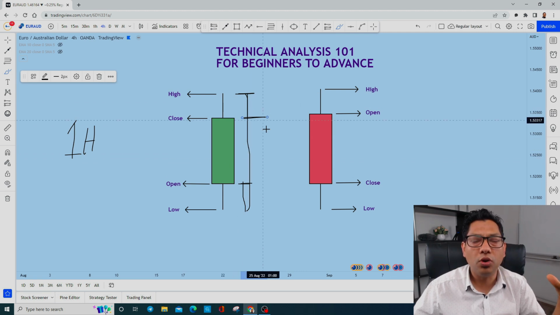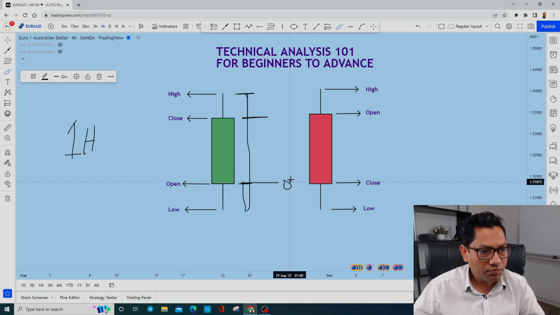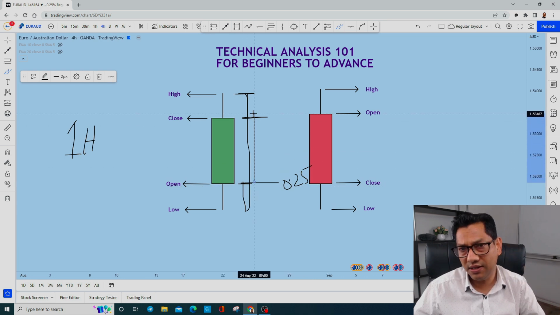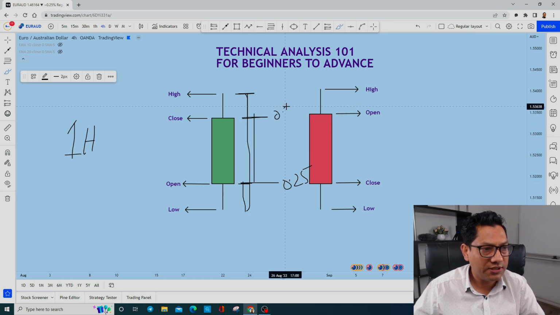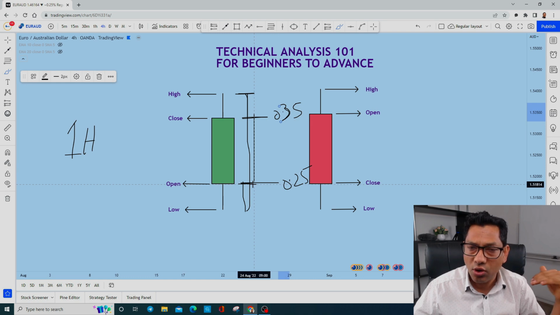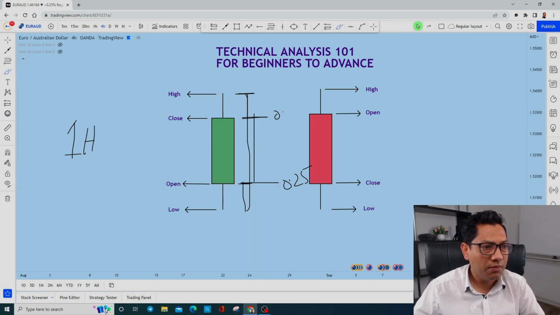So this is what we call the bullish candle. Why bullish candle? Because when the price opened at the starting of the hour, let's say here 0.25, okay. Now at the end of the hour, what happened? The price closed higher than its opening price. Probably it closed here, let's say at 0.35. So the closing price is higher than the opening price. So that's what we call a bullish candle, because the buyers were in control in that period of time.